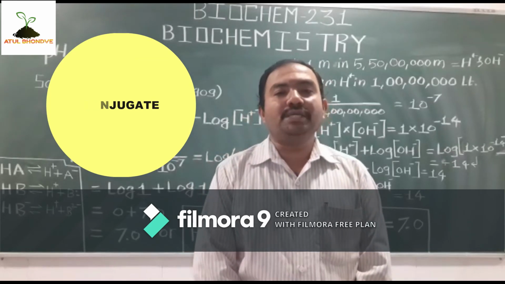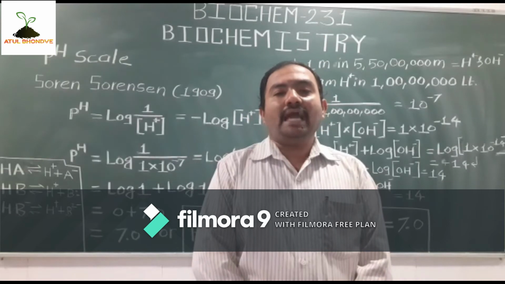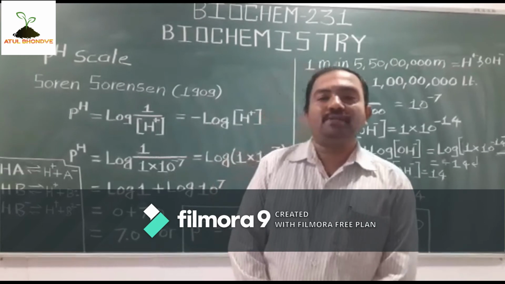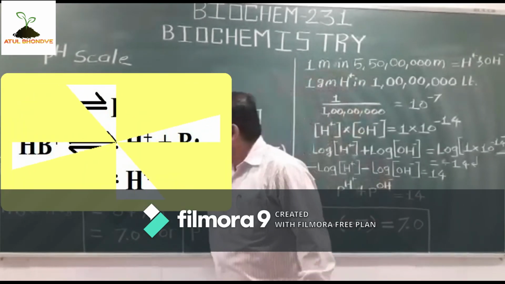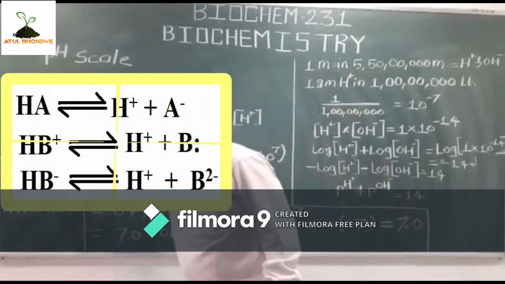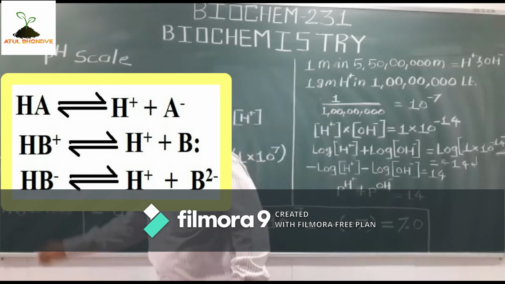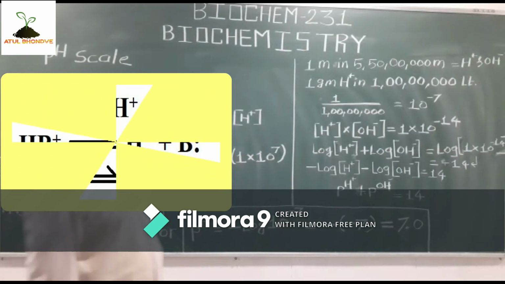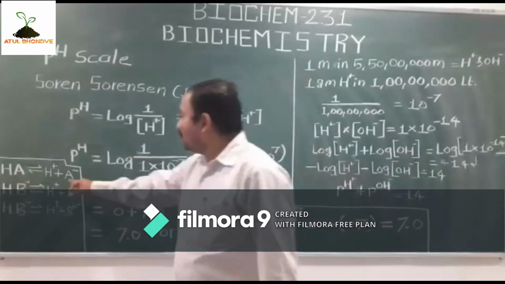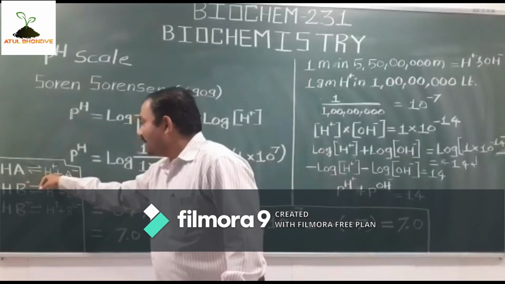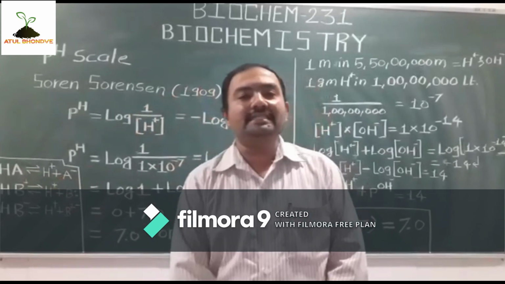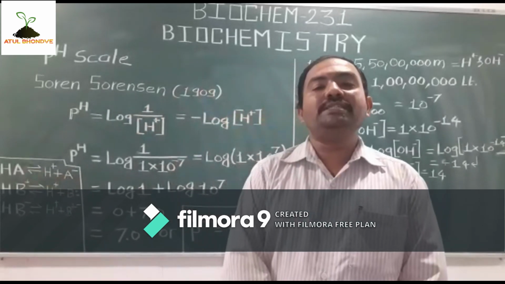this reagent containing both the acid and base in equal concentration is called conjugate. So Bronsted and Lowry represented this acid-base pair with the help of the reaction HA, HB and HB minus. Here HA is responsible for the release of H and A. So HA is the species which donates the proton.